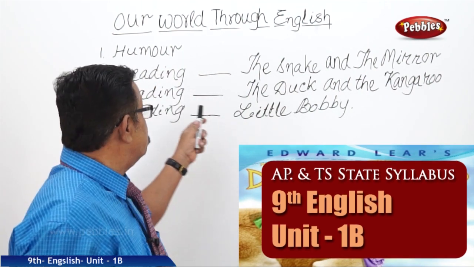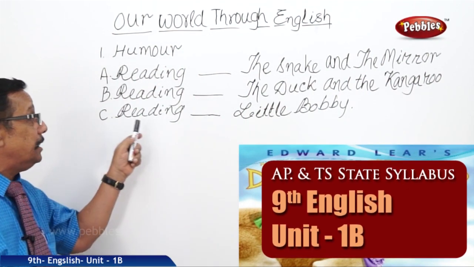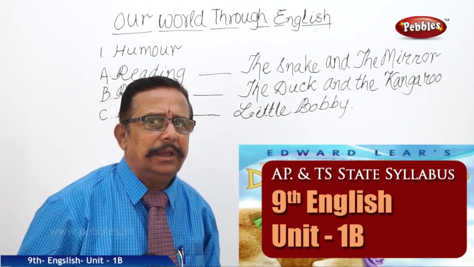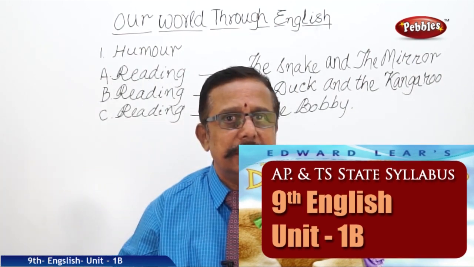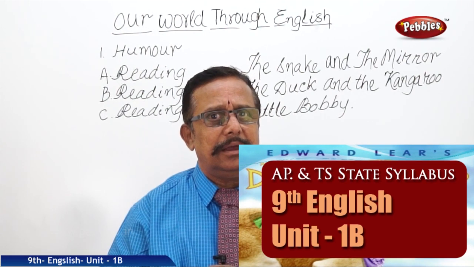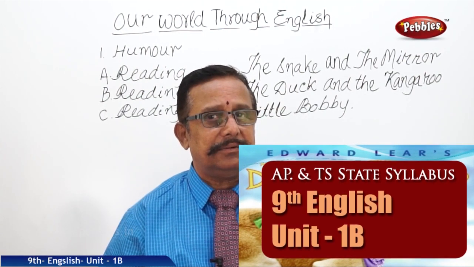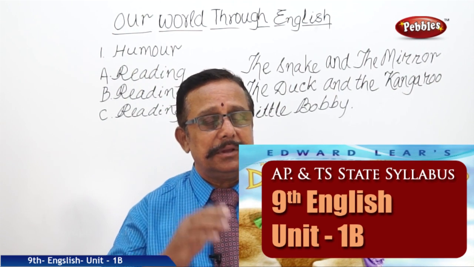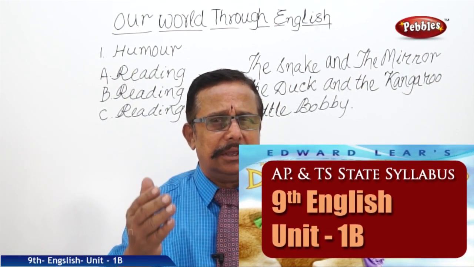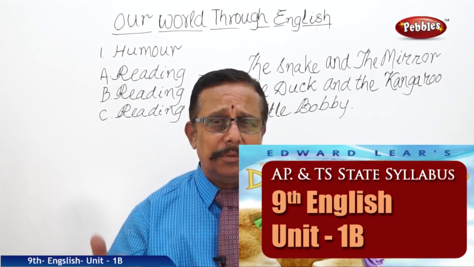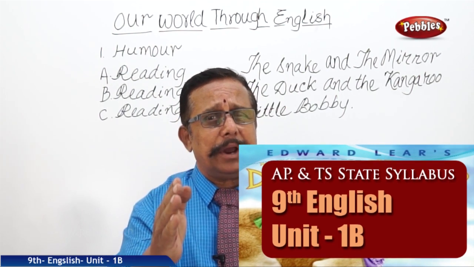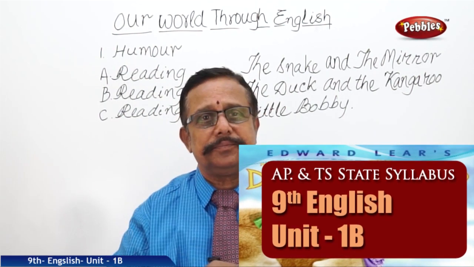Now, B reading. Here, under B reading, we have the duck and the kangaroo, a very funny poem written by Edward Lear. I can call him a funny writer, even a funny poet, because he has written many essays, short stories, and poems also in a funny manner only. His idea is to propagate fun in the society.